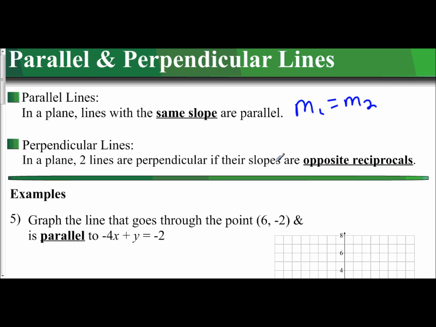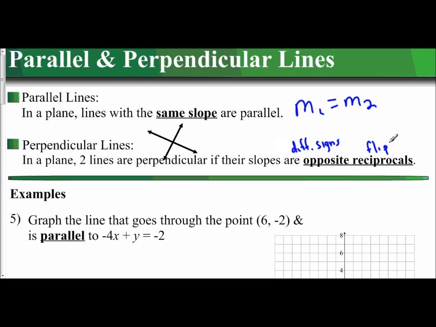For perpendicular lines, if I were just to sketch an example, you can kind of see that a perpendicular line creates a 90-degree angle. They're going to have opposite slopes, but they're also going to have reciprocal slopes. So opposite means they're going to have different signs, opposite signs, and reciprocal means flip.